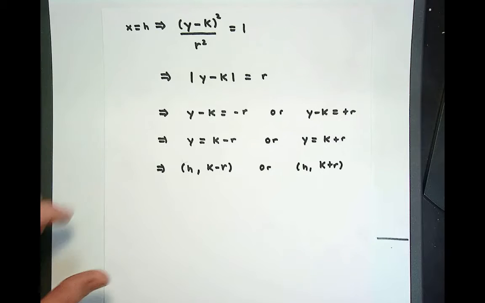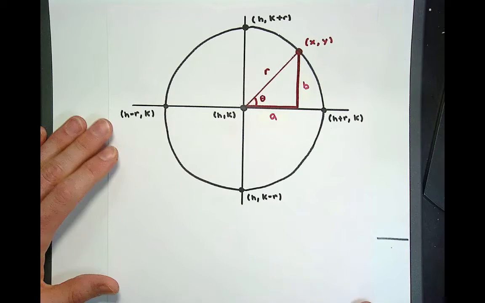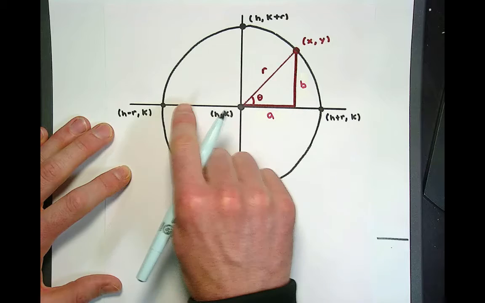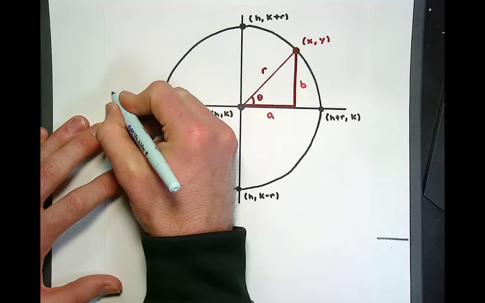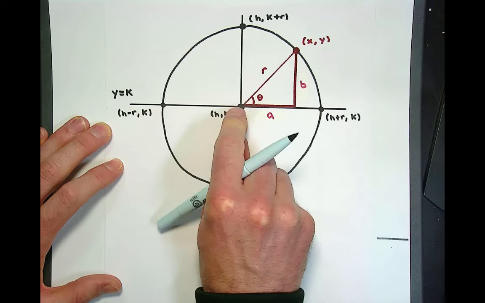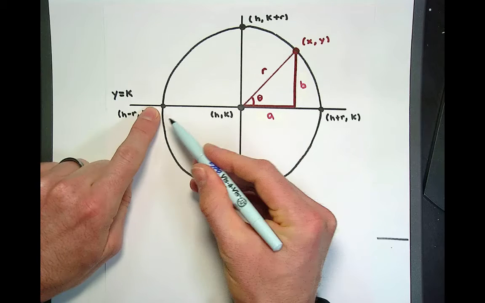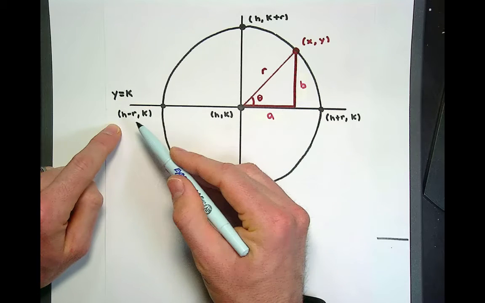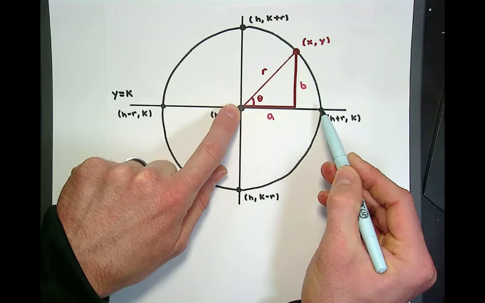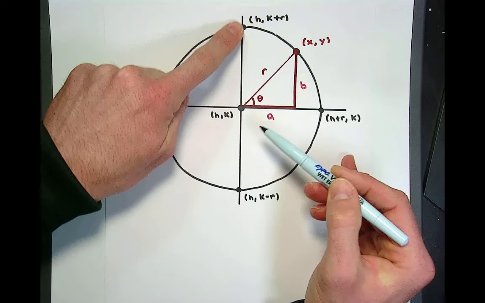Let's go ahead and graph what we've done here. I encourage you to recreate this graph on your own. Here is the vertical line, here's the horizontal line through the center. So we would call this the y equals k line, because every point on this line has a y value of k. Notice when we go r units to the left, we get the exact point (h minus r, k) that we said we would. When we go r units to the right, we get (h plus r, k), and then again up and down.